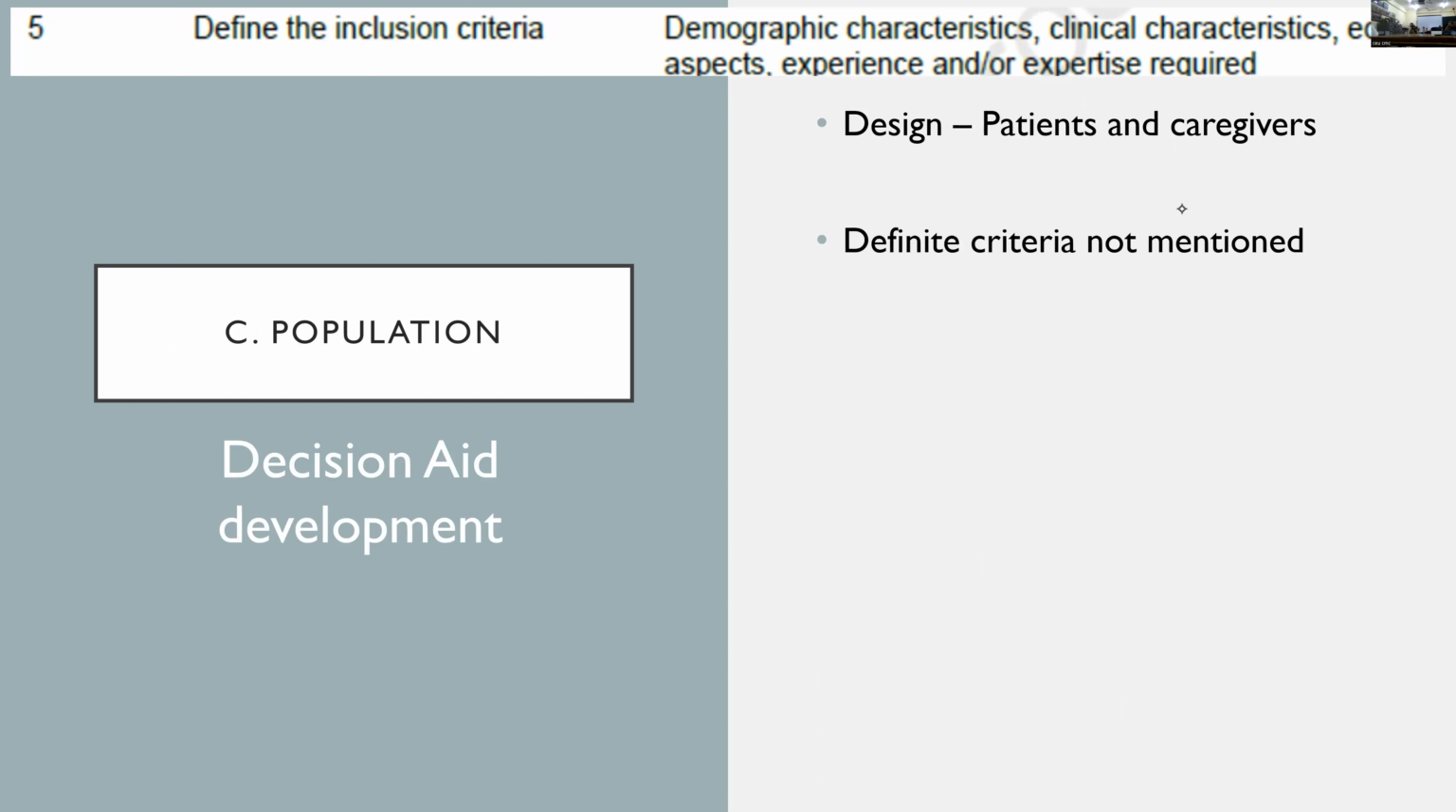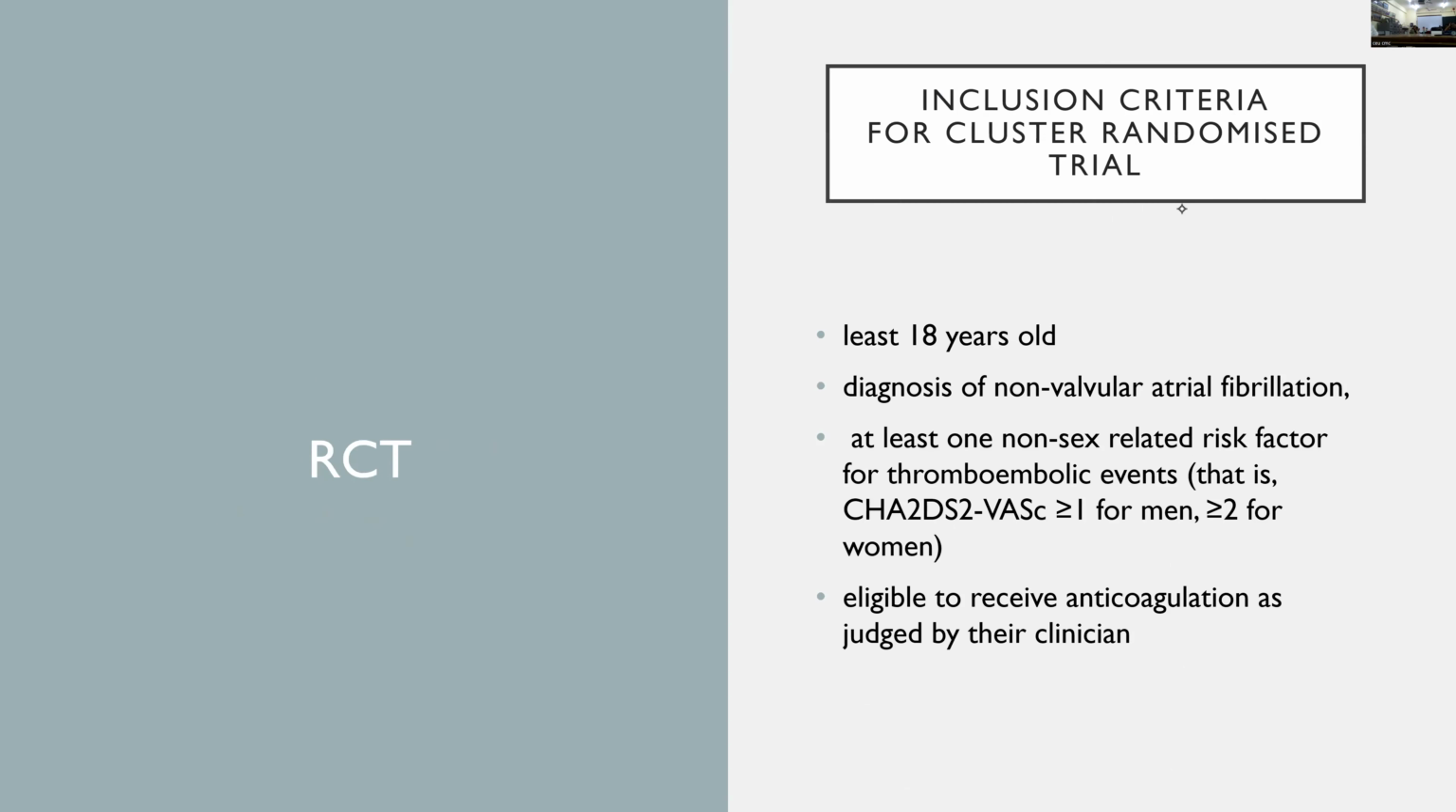Population, define the inclusion criteria. So the demographic, clinical criteria, expertise, and the experience of the patient. So in the first study, which looked at the development of the aid, they have used both patients and caregivers, but they have not mentioned anything about the clinical or the experience criteria. They have not mentioned anything else. But in the RCT, they have used this RCT to compare this decision aid versus the usual care.